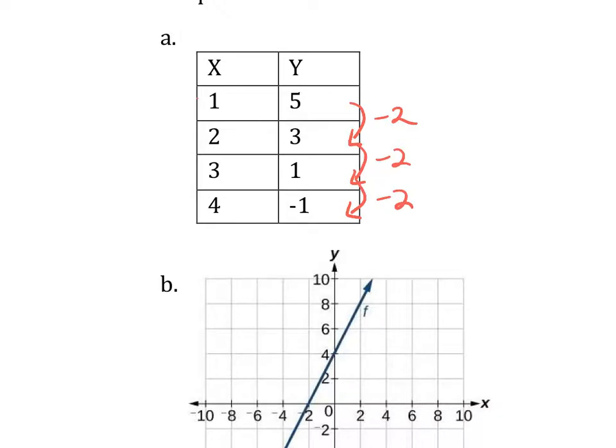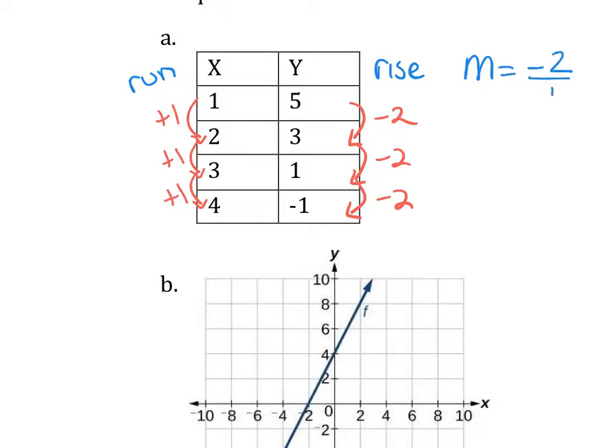And then what are we doing with our x values? Adding 1. So x values are the run, y values are the rise. So if we have our rise over run, it'd be negative 2 over 1. So we have our slope, negative 2 over 1.